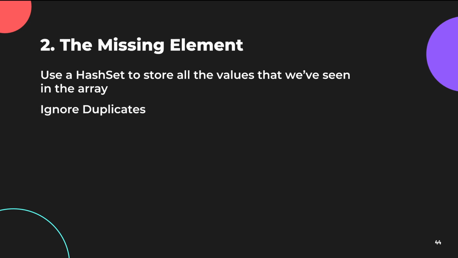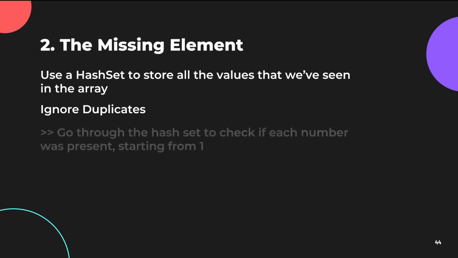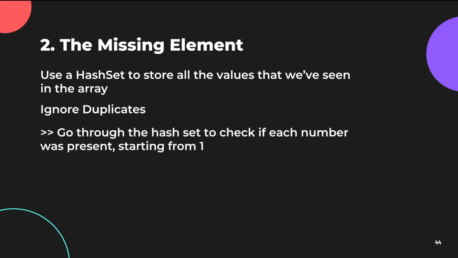Then using this hash set, we are going to ignore duplicates, because we don't need to check whether there are duplicates or not. We are concerned with whether the value is there in the first place or not. Finally, we will go through the hash set to check if each number was present, starting from 1. Since the hash set supports O(1) lookup, we can count everything from 1, 2, 3 all the way to n. Which one is not present?